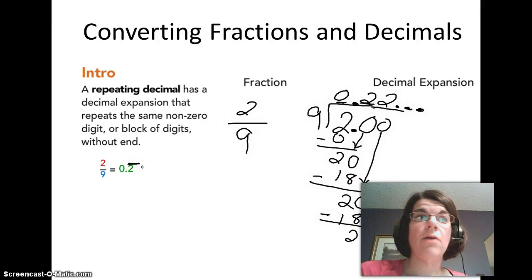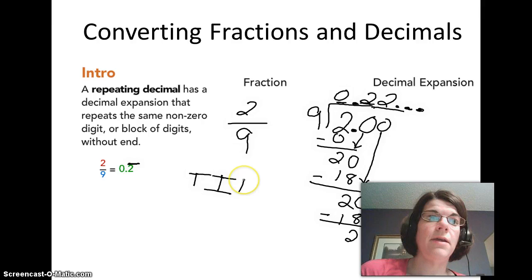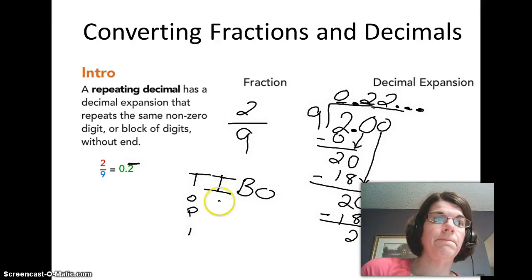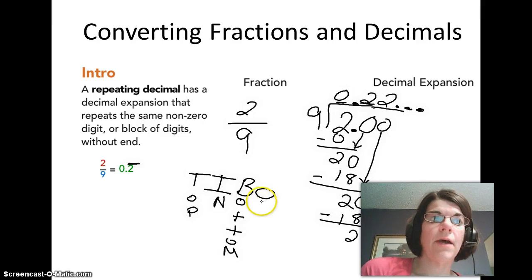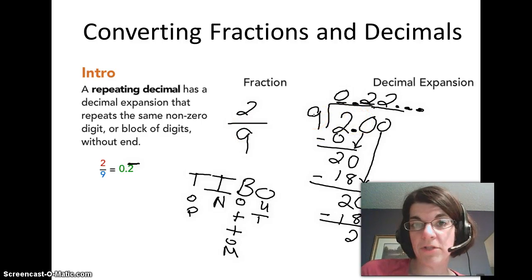We divide. What I want you to remember is TIBO, T-I-B-O, and you might want to write this in your notes. Top in, bottom out. Top number goes in the house, the bottom number stays outside. So that might help you set up your division problem.